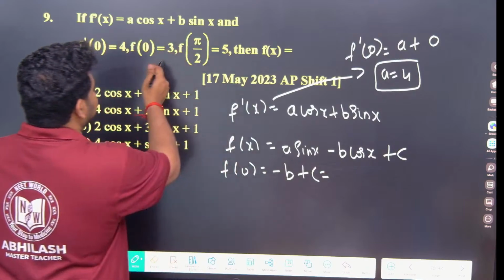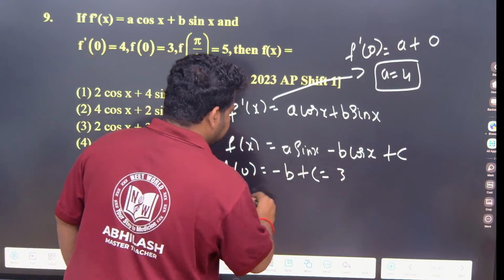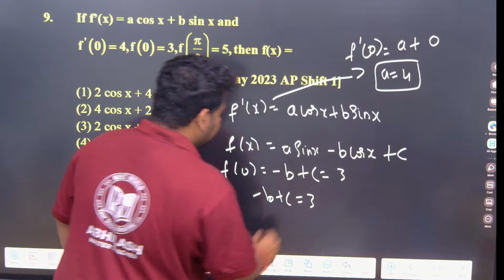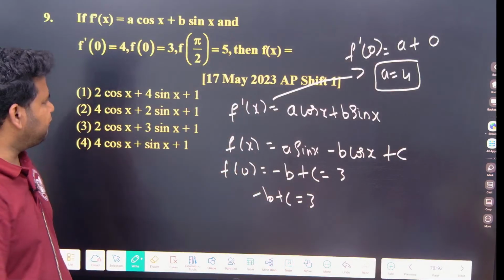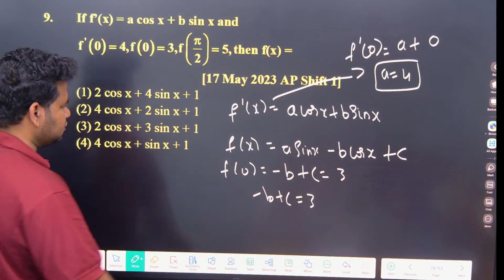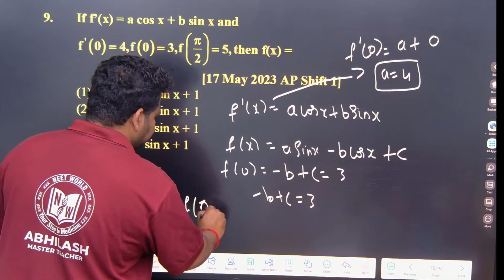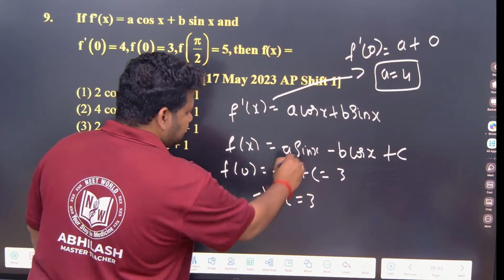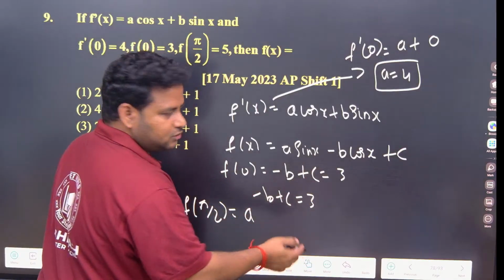F of 0, what they have given? 3. Okay, minus B plus C is 3. Now let us take f of pi by 2. F of pi by 2 means everywhere I have to put pi by 2. So f of pi by 2 means A sin pi by 2 is 1. Okay, cos pi by 2 is 0, plus C.